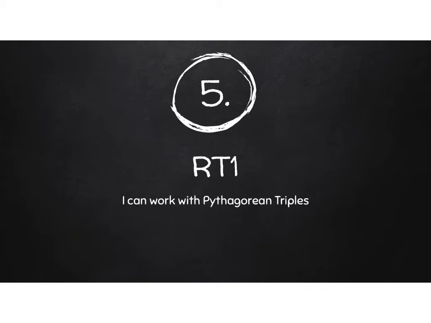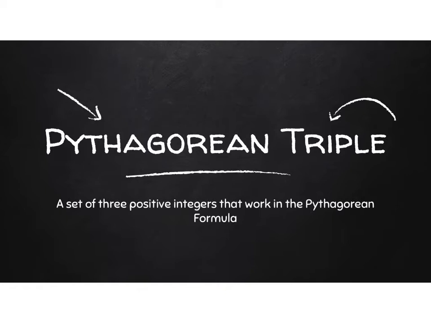On RT1-5, we're going to work with Pythagorean triples. A Pythagorean triple is any set of three positive integers that work in the Pythagorean formula. So as I'm looking at that definition, there's a few things that jump out at me that I want to be really, really mindful of. The first is that they need to be positive integers.